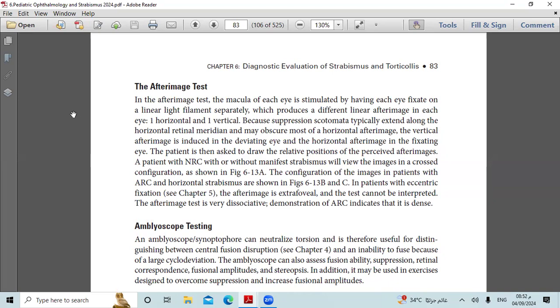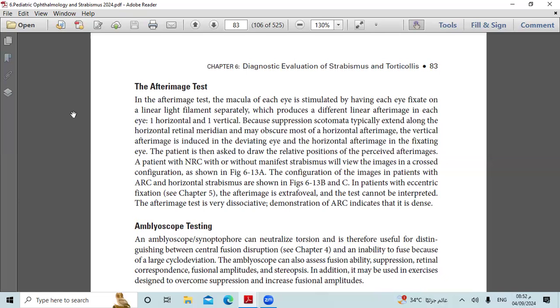The patient is then asked to draw the relative positions of the perceived after images. A patient with normal retinal correspondence, with or without manifest strabismus, will view the image in a crossed configuration. The configuration of the images in patients with abnormal retinal correspondence and horizontal strabismus are shown in Figure 6.13B and C. In patients with eccentric fixation, the after image is extrafoveal and the test cannot be interpreted.